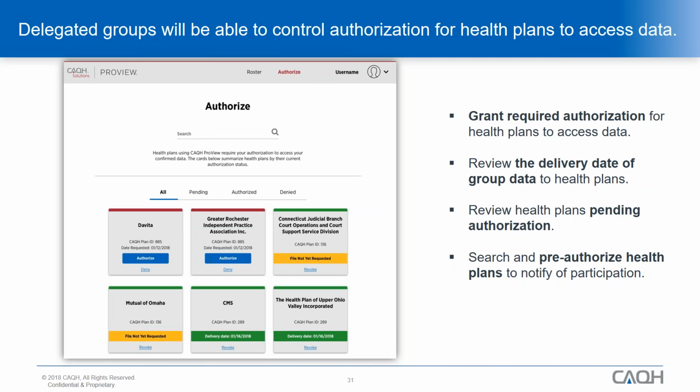You can also search and pre-authorize health plans, and if they haven't logged into the system yet, if the health plan isn't using it, you can pre-authorize them so that when they do, they can directly get your information on time. So again, this is something that we're building out today, but we really feel that it's going to be a great benefit to everyone involved in the delegated community.